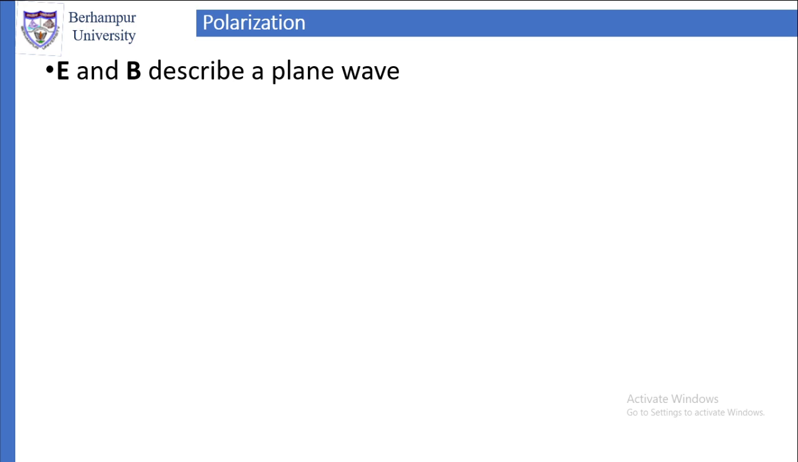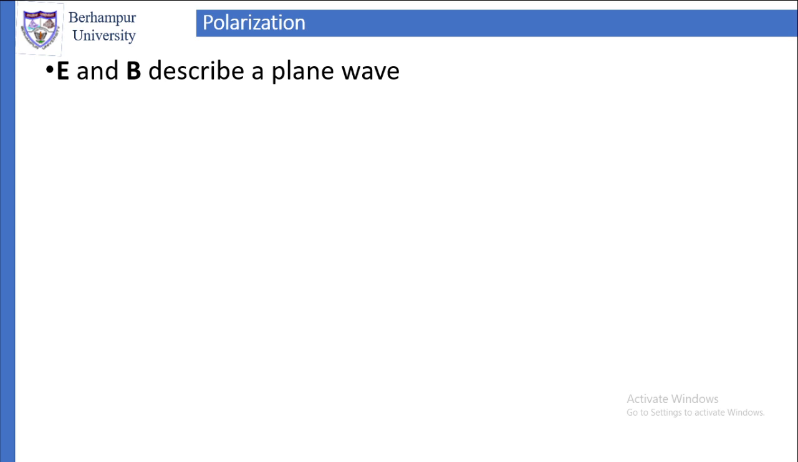Today we are going to discuss polarization. Up to now we have seen what a plane wave is and the theory behind it. We have seen three types of wave: the plane wave, the spherical wave, and the cylindrical wave. And we have said that the wave we are going to consider is the plane wave, because it is easy for analysis.